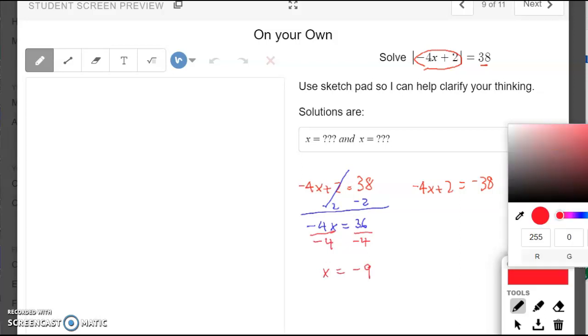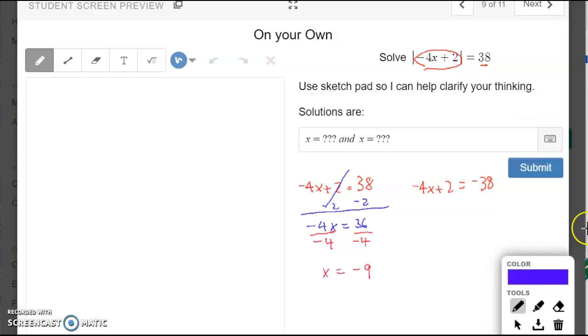And let's try the other possibility. Again, I need to subtract 2 from both sides. That leaves me with negative 4x is equal to negative 38 minus 2. You're becoming more negative, so that becomes negative 40. And divide both sides by negative 4. And you're left with x is equal to 40 divided by 4 is 10. Negative divided by negative is positive, so it's positive 10.